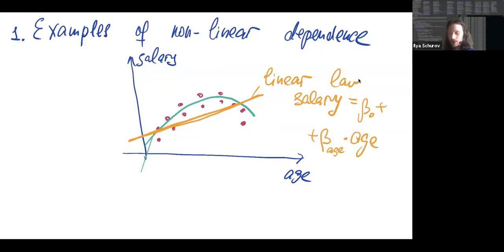Yeah. That's a good approximation, and you can expect that this is indeed, as a second approximation, something like a parabola. This is a part of a parabola drawn, but you can imagine that you can continue it somewhere here, and indeed it looks like a parabola. Basically, if you have some line that grows and then declines, then probably you can try to approximate it with some parabolic line. And that means that you have to consider a different model like salary equals beta naught plus beta age times age. And what do I have to add? What do I need to add to make a parabola?